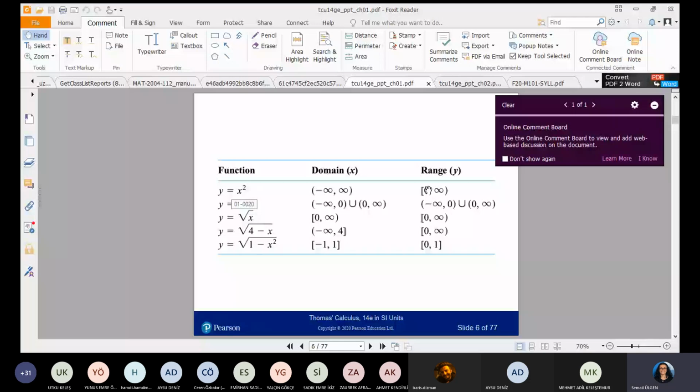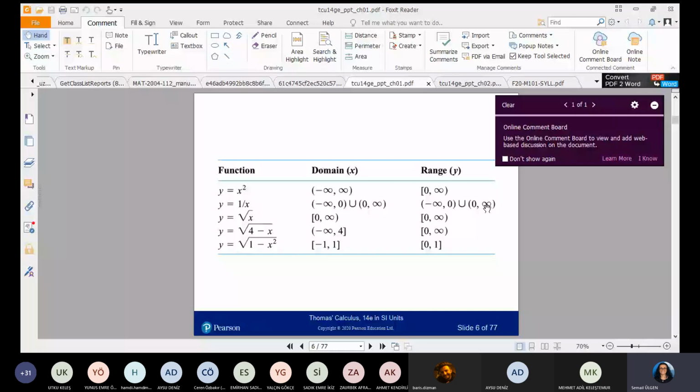And a 1 over x function, y is equal to 1 over x. The domain cannot have 0 in it because 1 over 0 is undefined. So the domain is everything except 0. And the range is going to be everything except 0 as well. We are going to call it the butterfly function. The picture is kind of butterfly. I'm going to show the pictures later on.